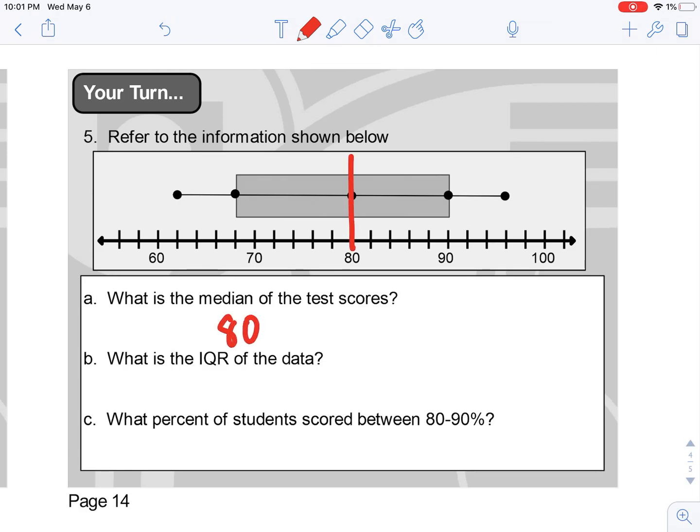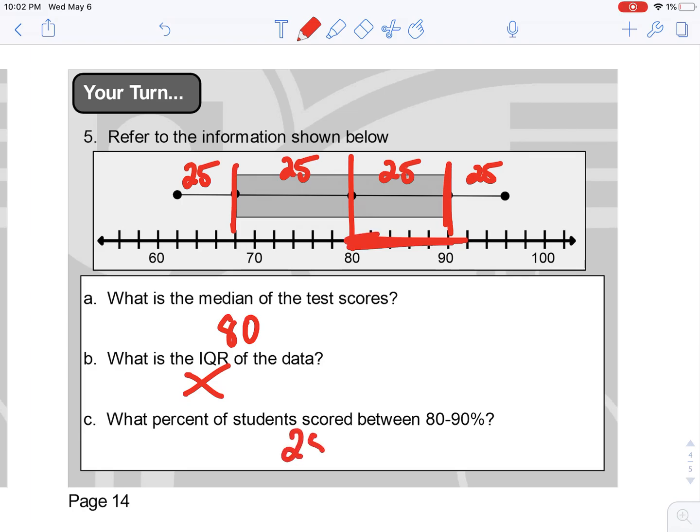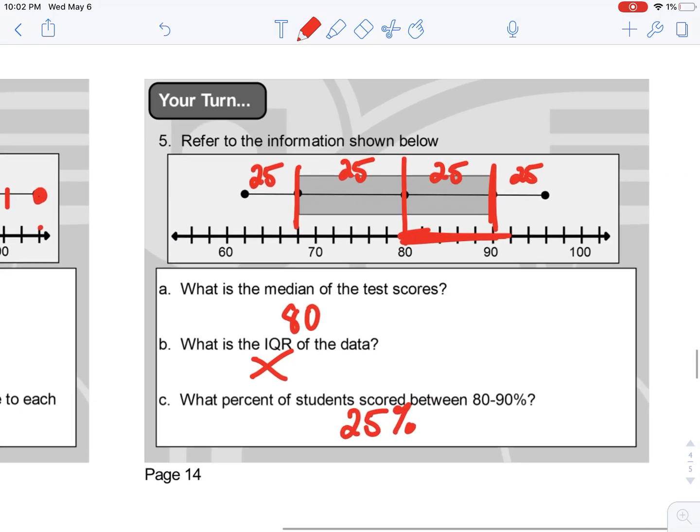What percent of students scored between 80 and 90? Here's what's kind of cool. It doesn't matter how big the graph is. This is 25% of the data. This is 25%. This is 25%. This is 25%. Because all of them add up to the whole thing, so 100%. So who's between 80 and 90? 25%. That's a super important question for the homework. That's all I've got.